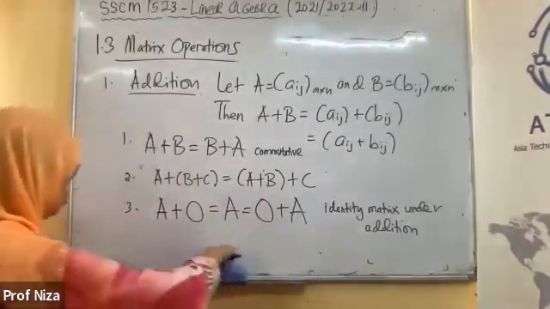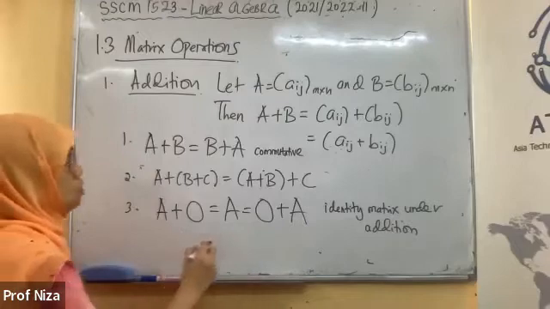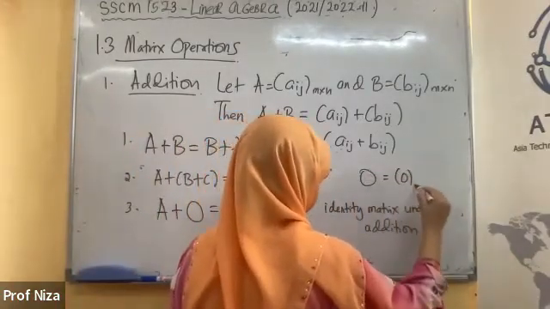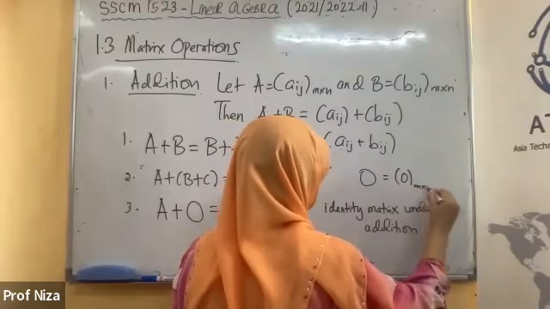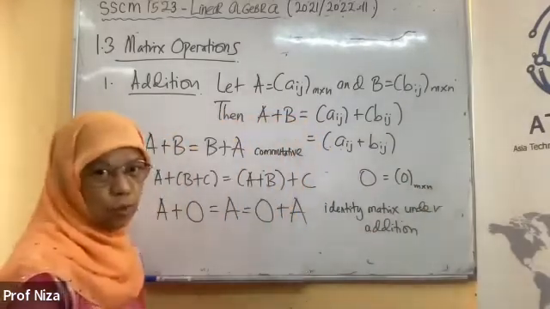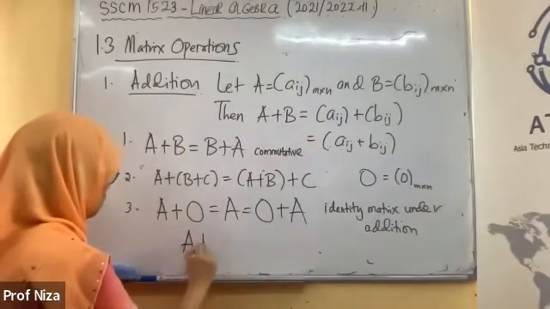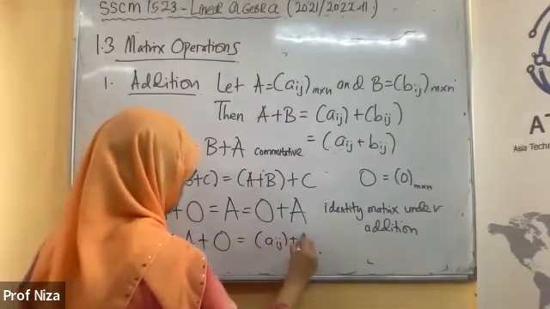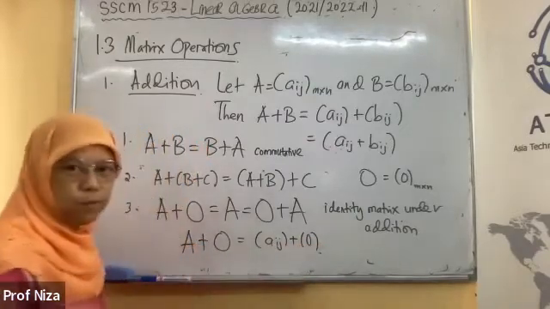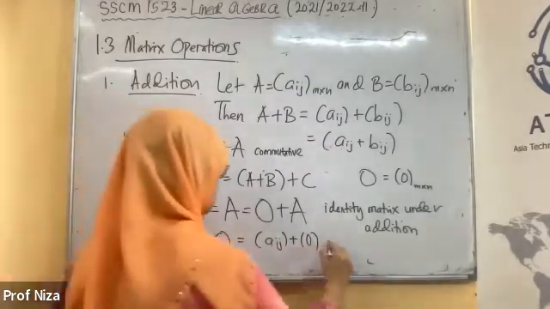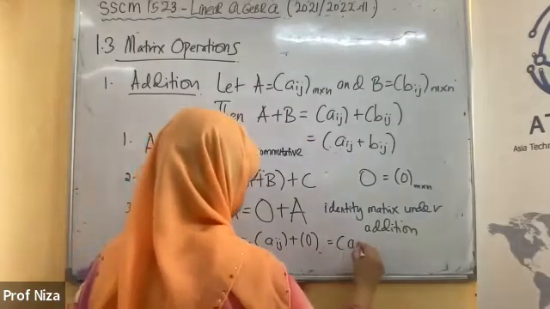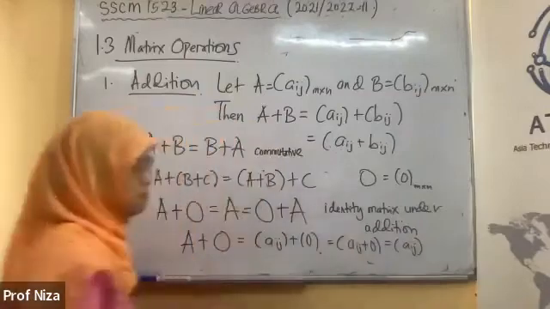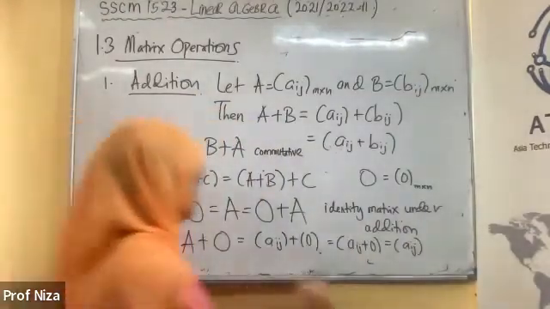So you will take O like this, right? That is O. So A plus O is Aij plus 0, right? Which is Aij plus 0, which is Aij, which is A.